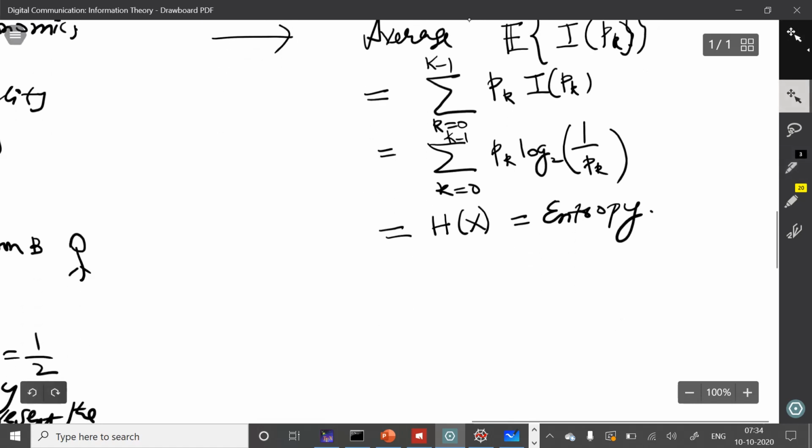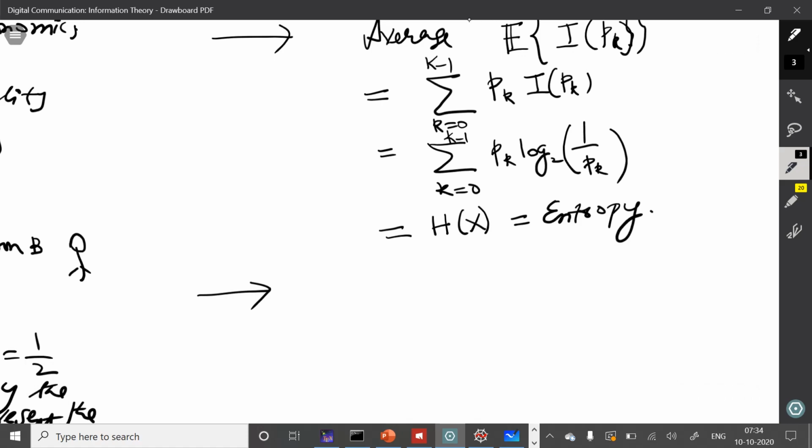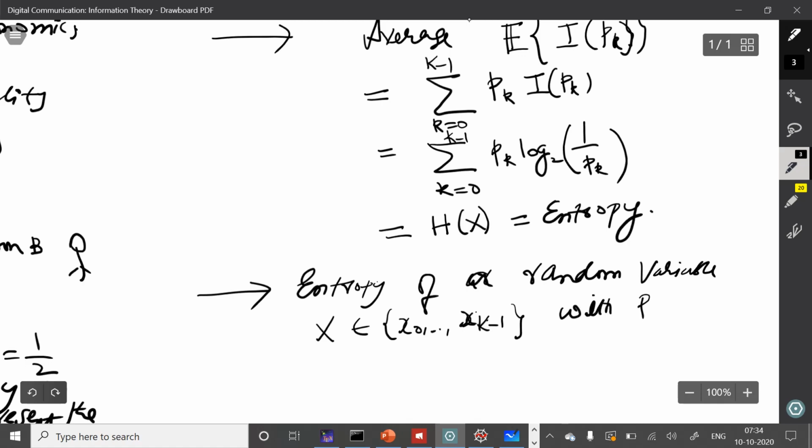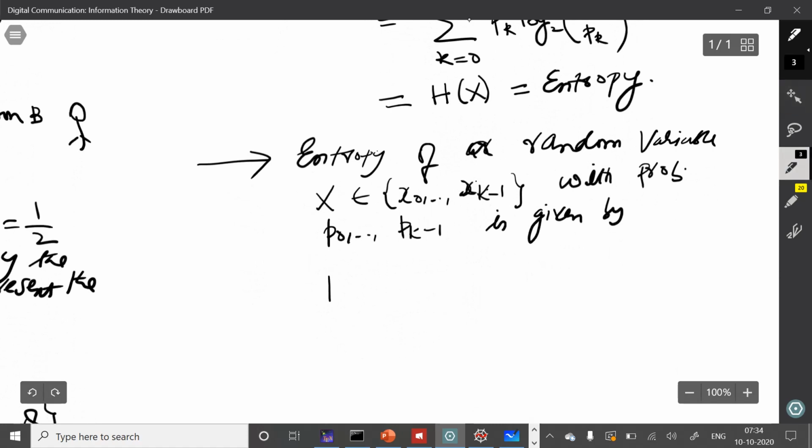And this is very important. This is actually the first information theoretic quantity which we have defined today. Entropy of a random variable, you can say random process also, but here we will use random variable x, which can take values x0 to xk minus 1 with probabilities p0 to pk minus 1, is given by, the notation is H of x.